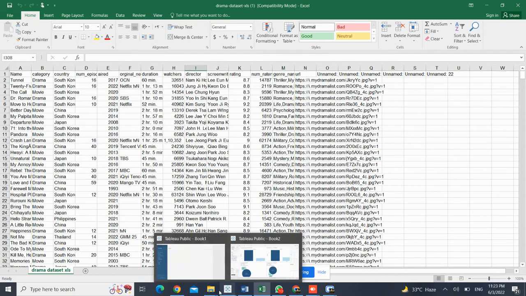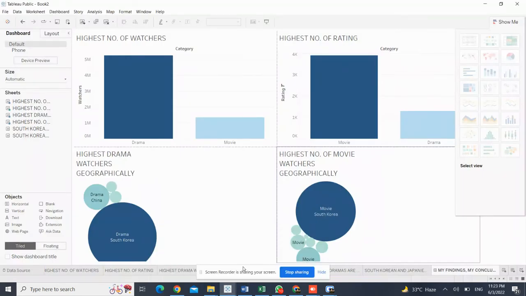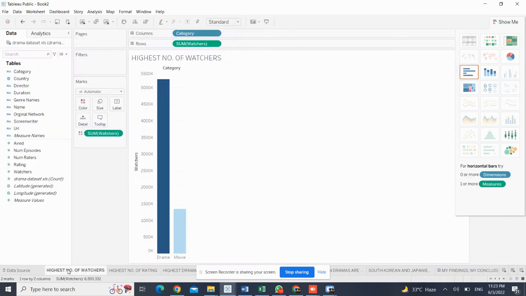By using this data, I made a Tableau work. Here I did a Tableau work. This is my dashboard, my overall findings. Before explaining my dashboard, I just want to describe it starting from the first sheet.